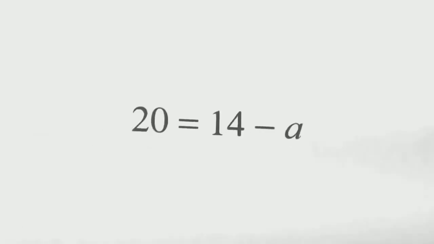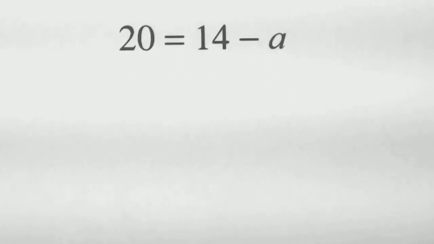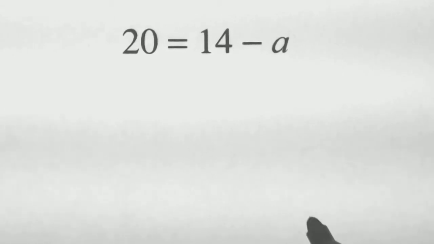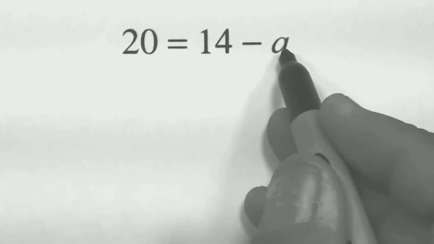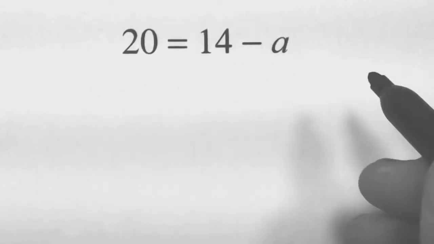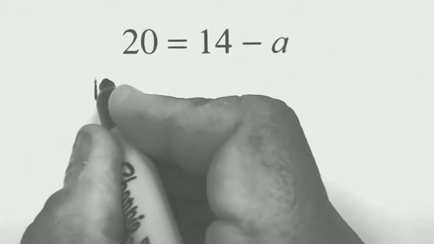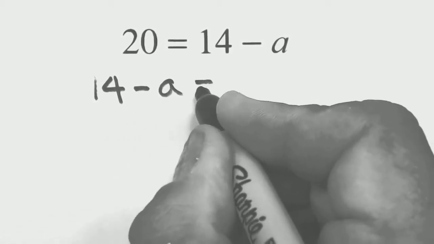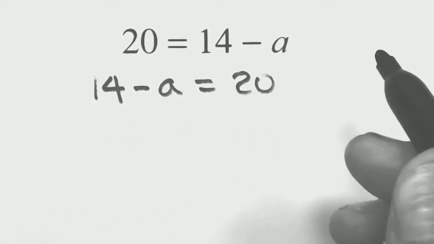Okay. Well, here's another little twist. There are no signs to correct on this one. Our variable's on the wrong side, so the first thing we're going to do is interchange the sides, swap the pans again. So 14 minus a equals 20.